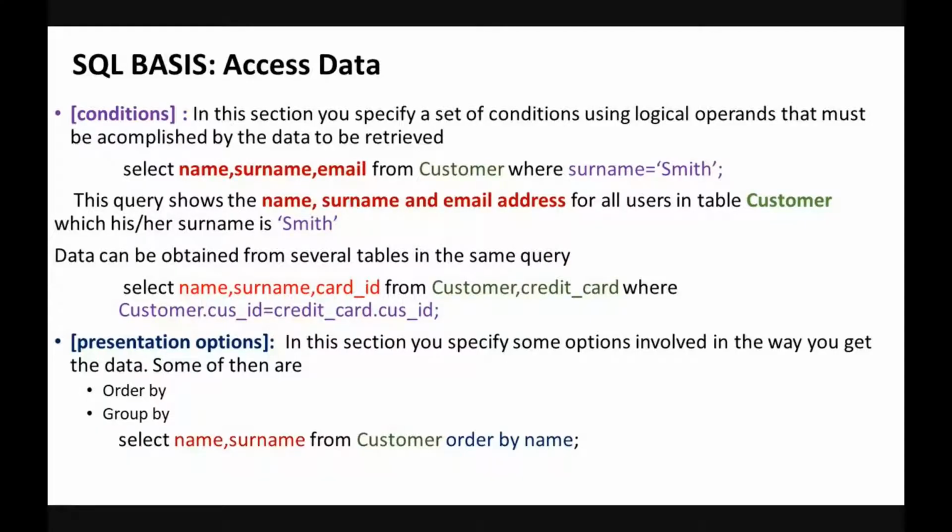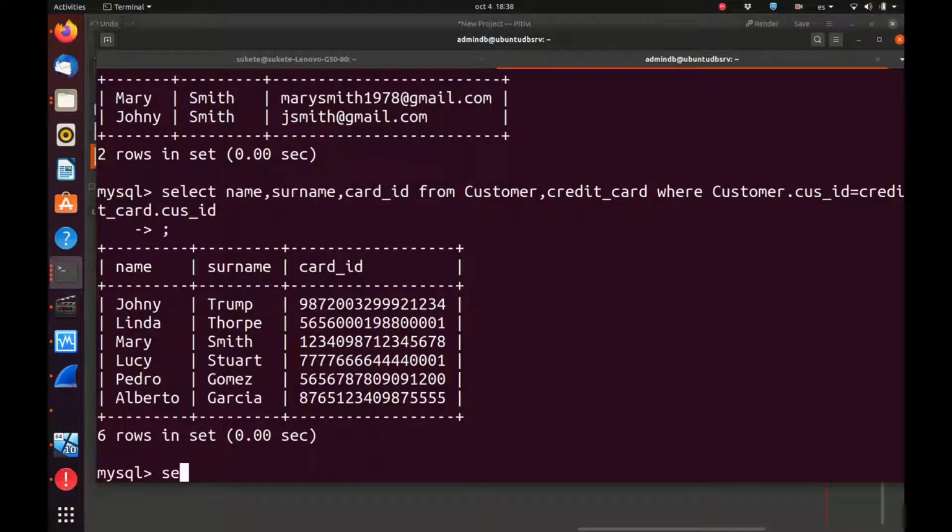Presentation options. In this section, specify some options involved in the way you get the data. Some of them are: order by, group by. Select name, surname from customer, order by name.